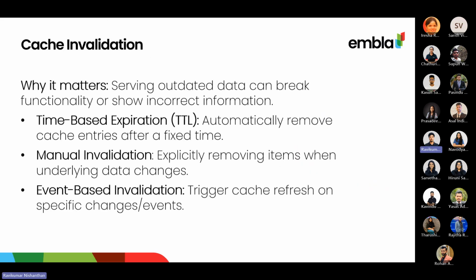So now let's discuss cache invalidation. This is actually often considered one of the most challenging aspects of caching. So why does it matter? Because if your cache holds on to old or outdated data, you might end up serving incorrect information to users, which can break functionality or cause confusion. So there are a few common strategies we use to handle invalidation.